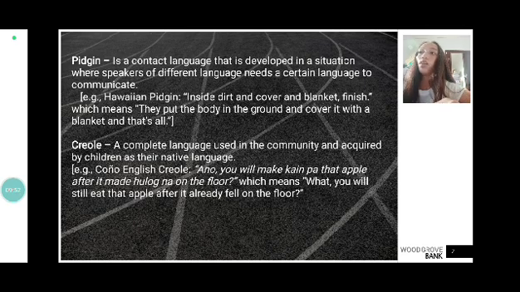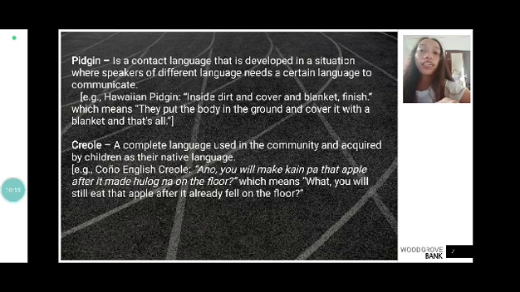Now we have pidgin. It is a language contact that is developed in a situation where speakers of different languages need a certain language to communicate. This type of language contact is developed for practical purposes. Pidgin doesn't have native speakers. They are only developed in order to communicate.